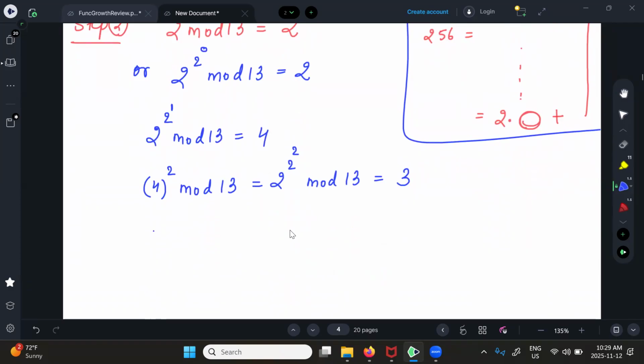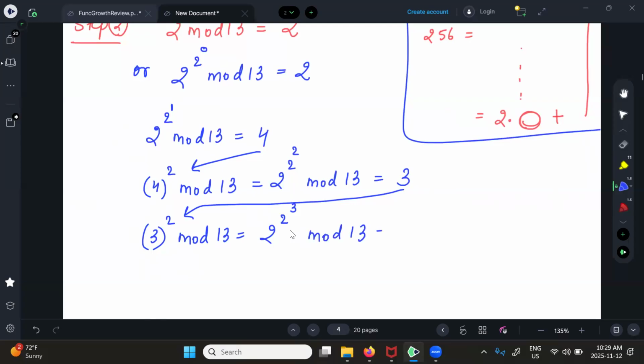Now, the next one would be 3 square mod 13, right? The last entry gets squared each time. But what is that? This is nothing but 2 to the power cubed mod 13. What is 3 square? It's 9. It's not repeating. Okay, keep going. 9 square mod 13. In other words, that's 2 to the power 4. What is that? What is 81 mod 13?